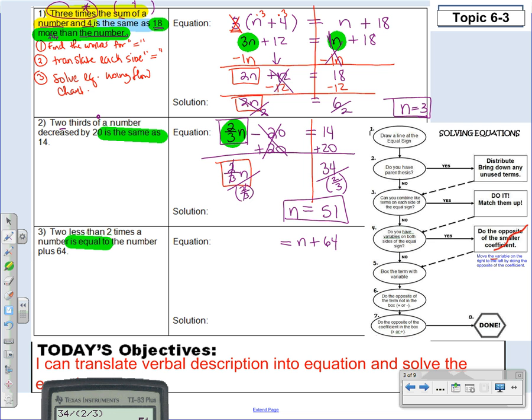Prior to those words, I have 2 less than 2 times a number. Less than: less means minus, but less than is also a flip word. So that means what's in front goes behind. So I know I'm going to have a minus 2.